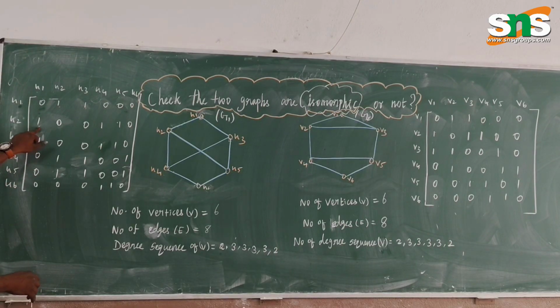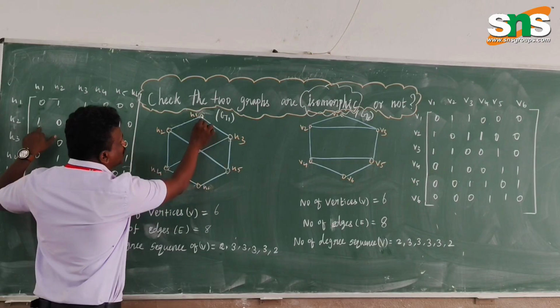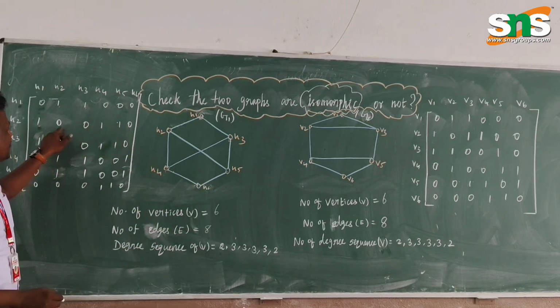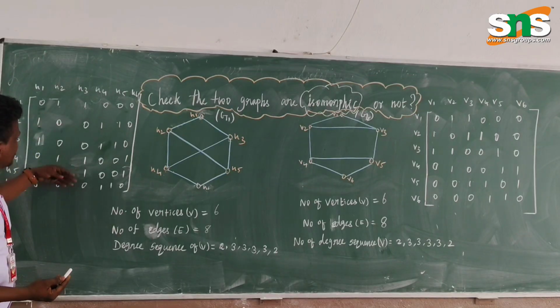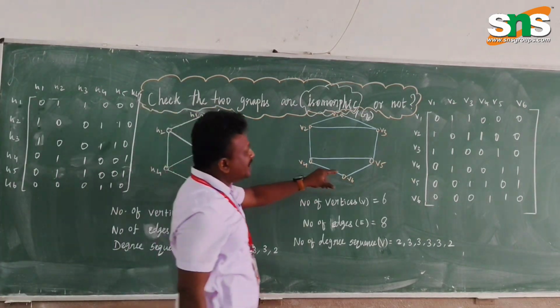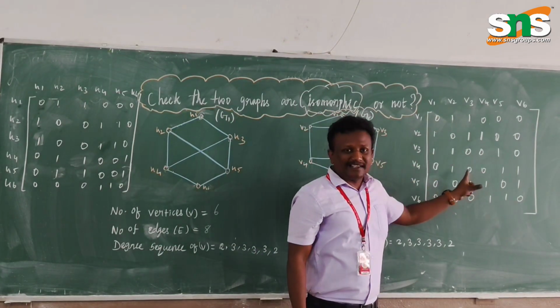Now U2 is contributing to U4, U5 and U1. So these three entries are replaced by 1. All other entries are 0. In that way, you have to fill in all the values. Now let me come to this graph. With the same concept, we have to fill in this matrix form.